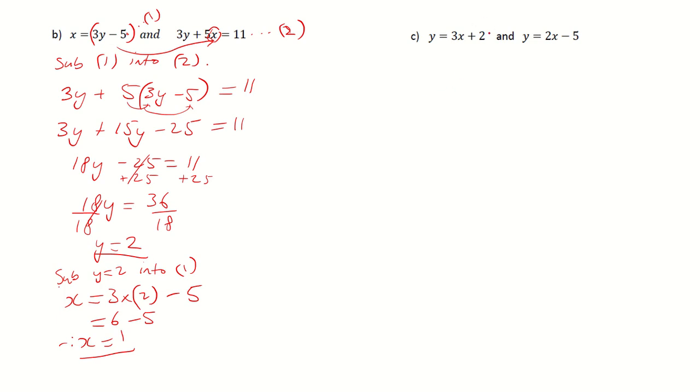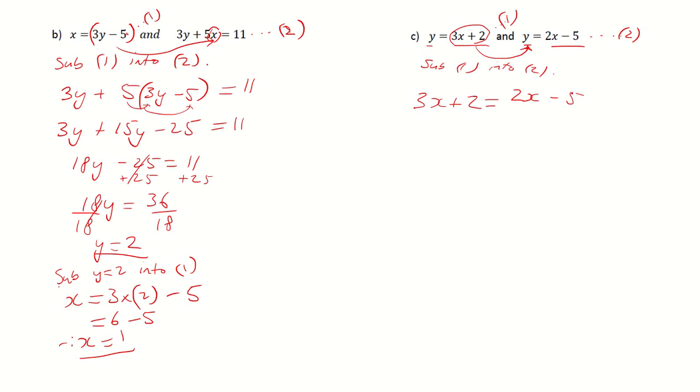Now, the reason why I've done the third example, what do you notice about the third example? Well, they're both y equals something. y equals something. So it doesn't matter which one we substitute into the other. I'm just going to say substitute 1 into 2. So equation 1 is going to go into equation 2. So I'm going to replace this y with 3x plus 2. So I'll have 3x plus 2 equals 2x take 5.